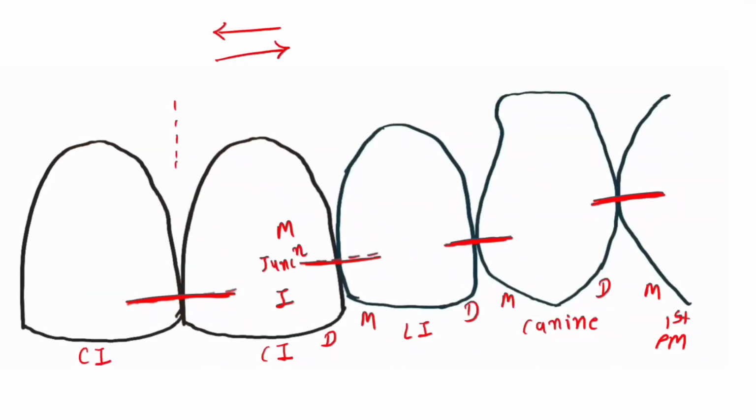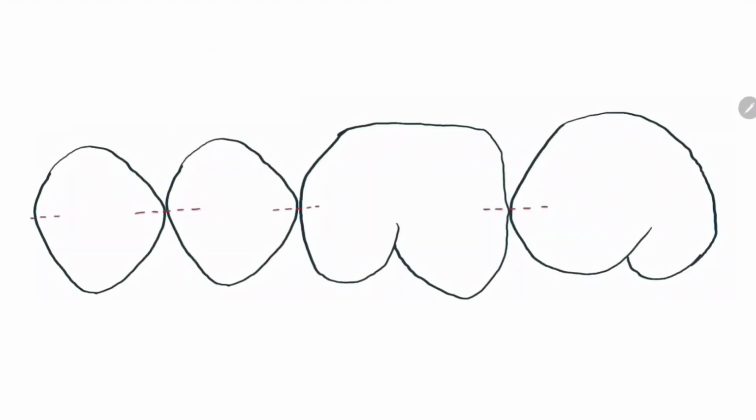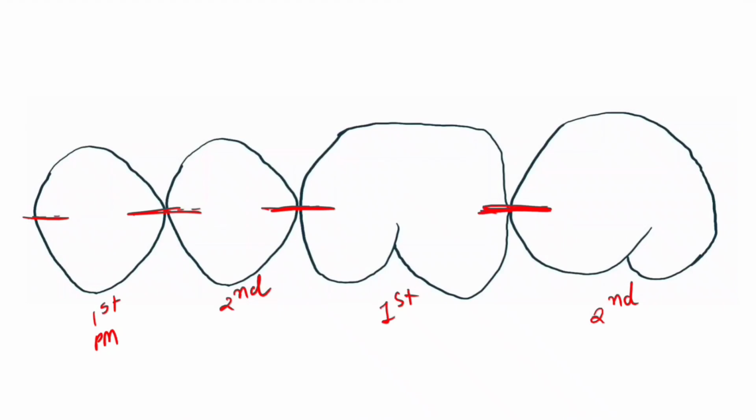Now moving to maxillary posterior contact areas from the facial aspect. They are located within the middle third. In this image you can see the first premolar, second premolar, first molar and second molar, and all of their contact areas are present over the middle third.